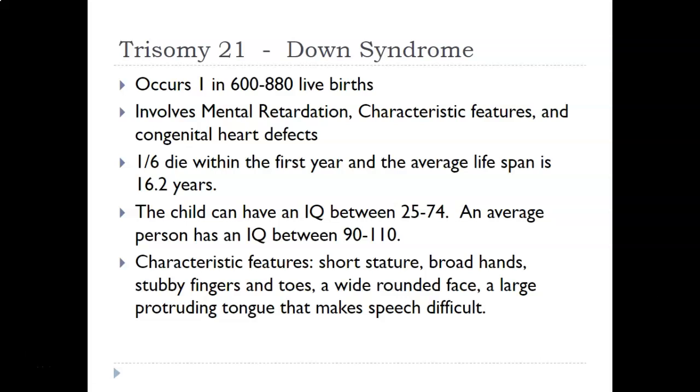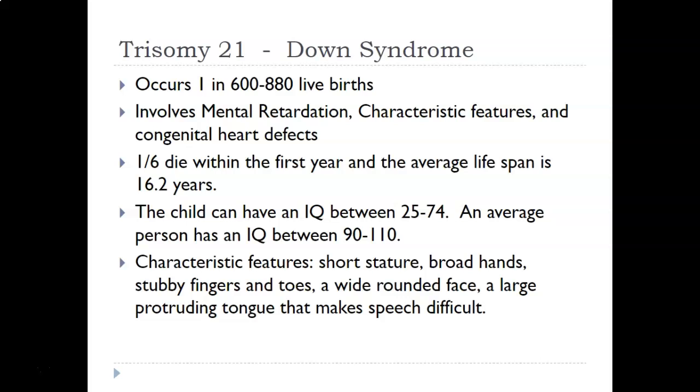So now we're going to look at some karyotypes that show chromosomal disorders. One example is Down syndrome, or trisomy 21. This occurs in 1 in every 600 to 880 live births. Some of the symptoms are mental retardation, characteristic features, and congenital heart defects. 1 out of 6 die within the first year, and the average lifespan is about 16 years.